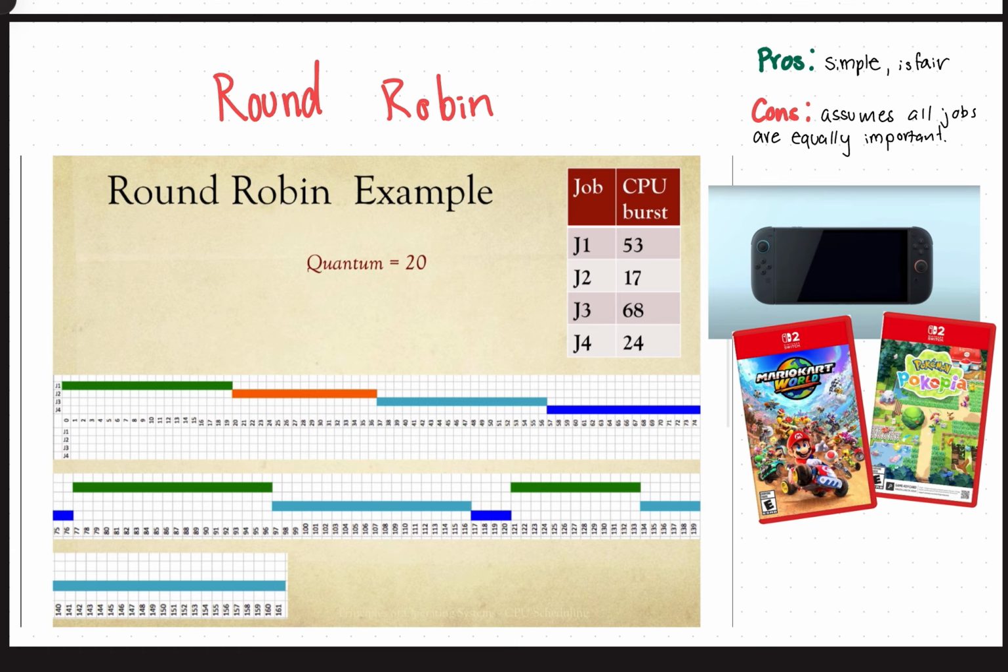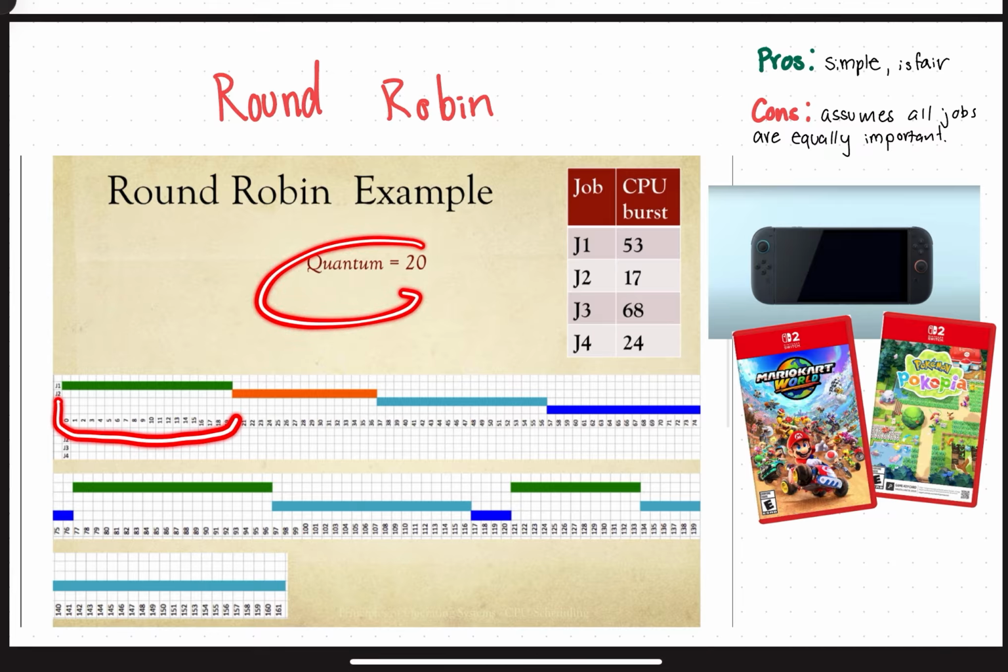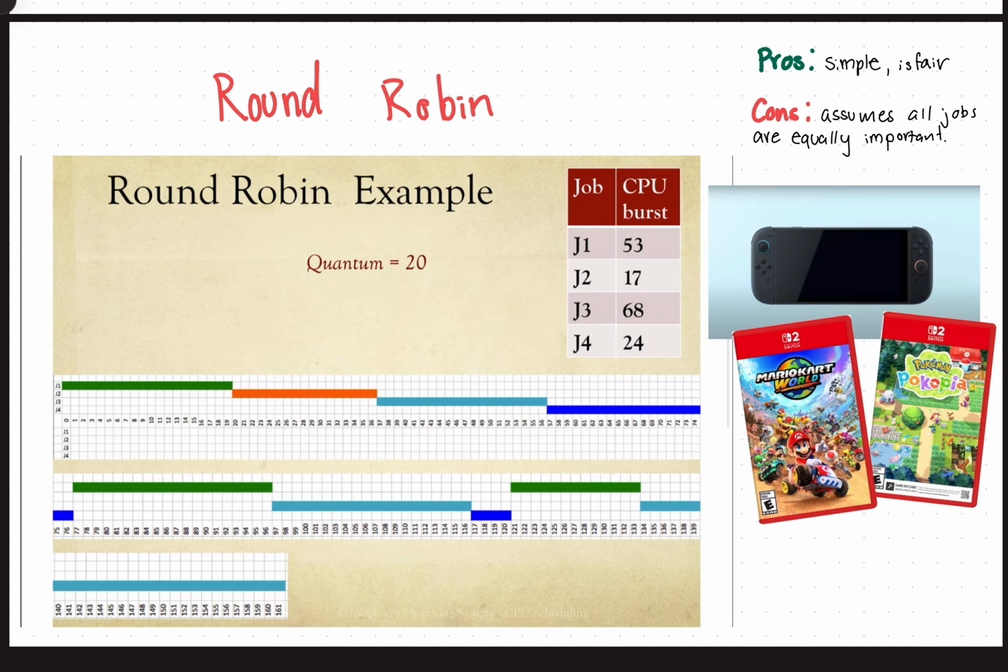And so here we'll see with J1, its CPU burst is 53. Well, our quantum is 20, which means we can only go for 20 cycles until it's time to switch to J2, which is 17, and that finishes because it's less than our quantum. We'll come back and continue on with J3 right here. Once again, we're going in order. It's a very equal and fair system. And then J4 before returning back to J1.